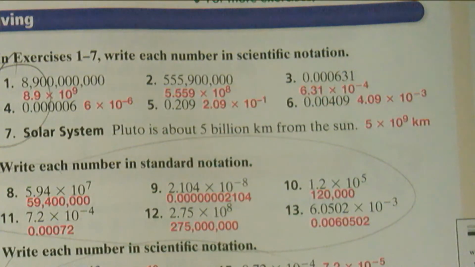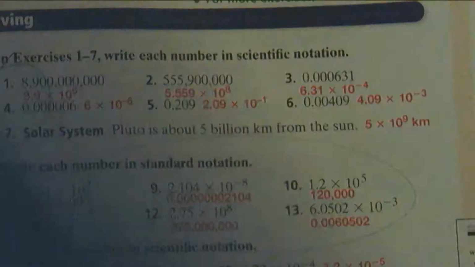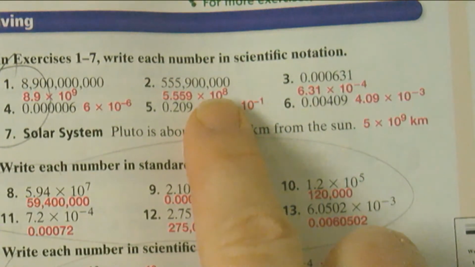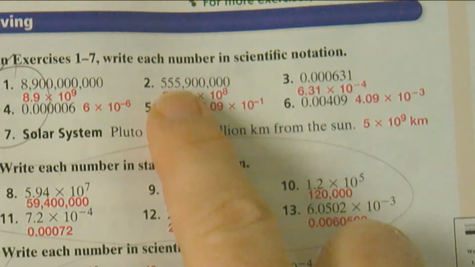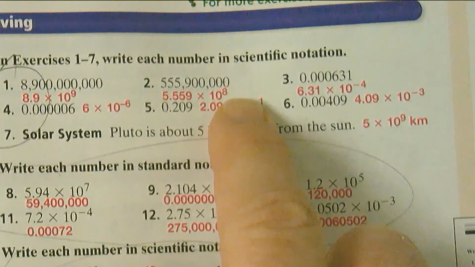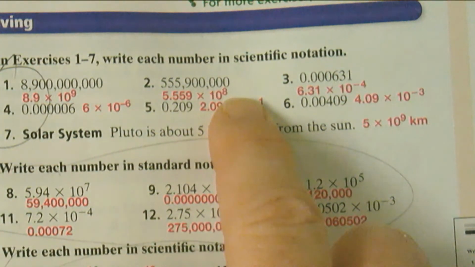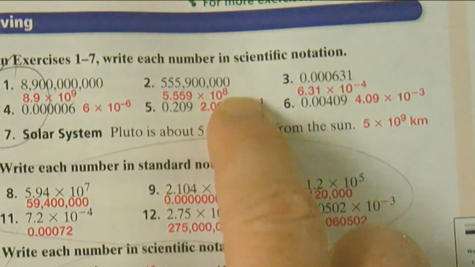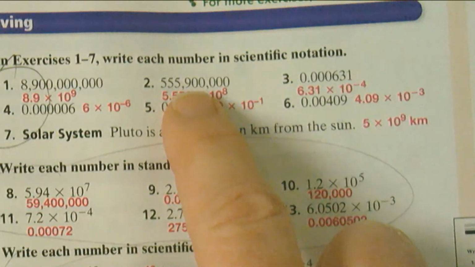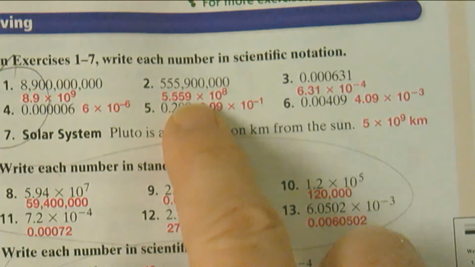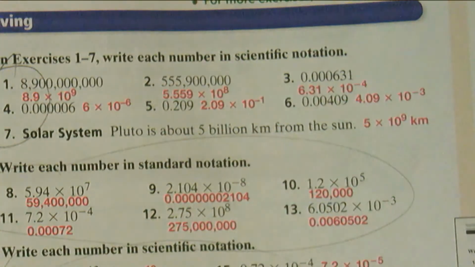In number 2 here, someone in the other class said, Mrs. Carter, I got my exponent wrong because I thought that when I'm changing my standard form to a smaller number, my exponent is negative. And I said to her, that's not what you're attaching to the sign of your exponent. What am I looking at when I change 555,900,000 into scientific notation? What number dictates the sign of the exponent?